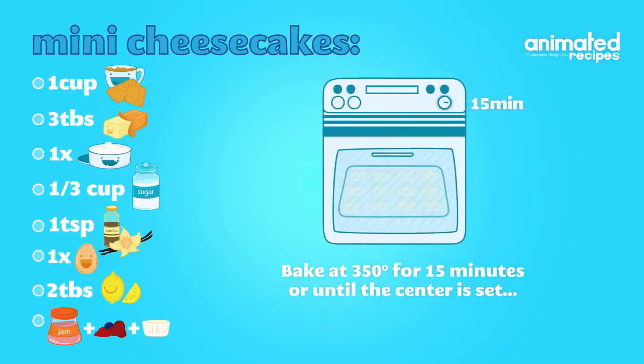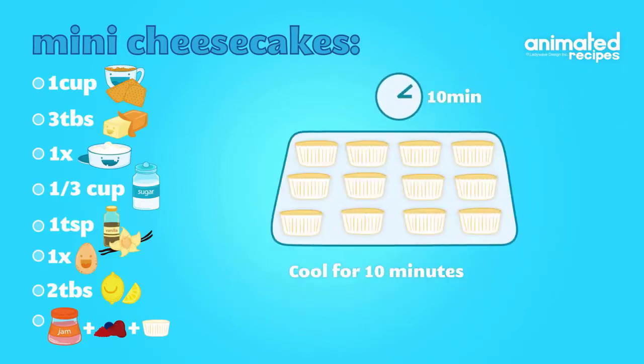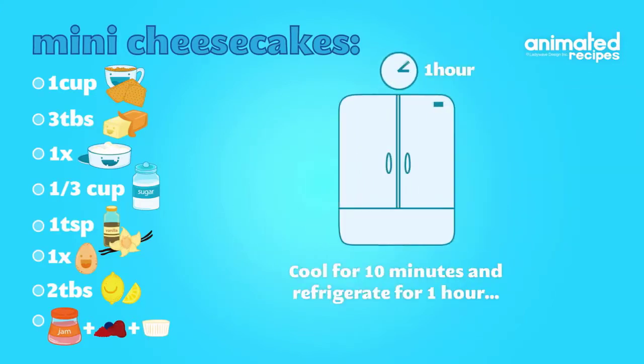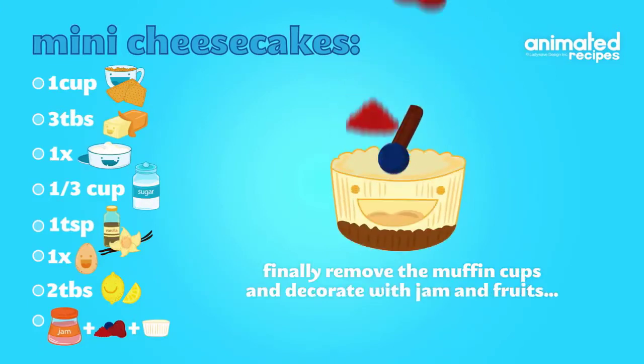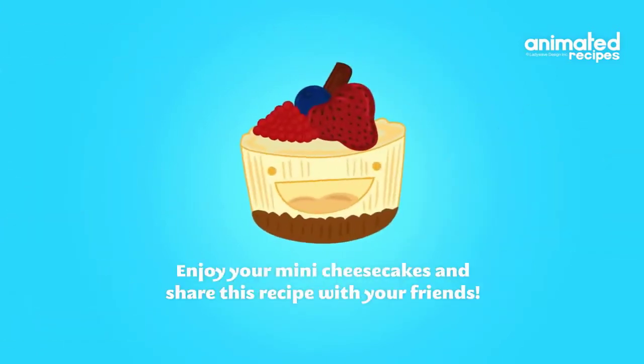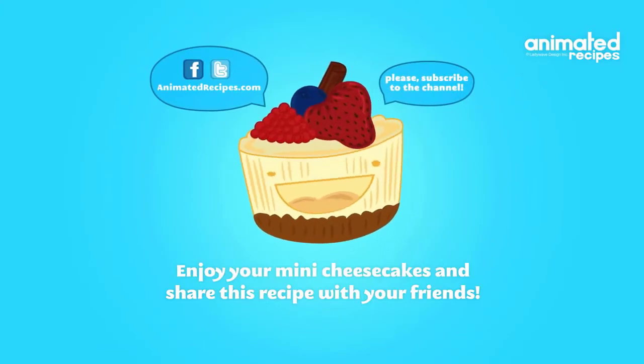Bake at 350 degrees for 15 minutes or until the center is set. Cool for 10 minutes and refrigerate for an hour. Finally, remove the muffin cups and decorate with jam and fruits. Enjoy your mini cheesecakes and share this recipe with your friends.